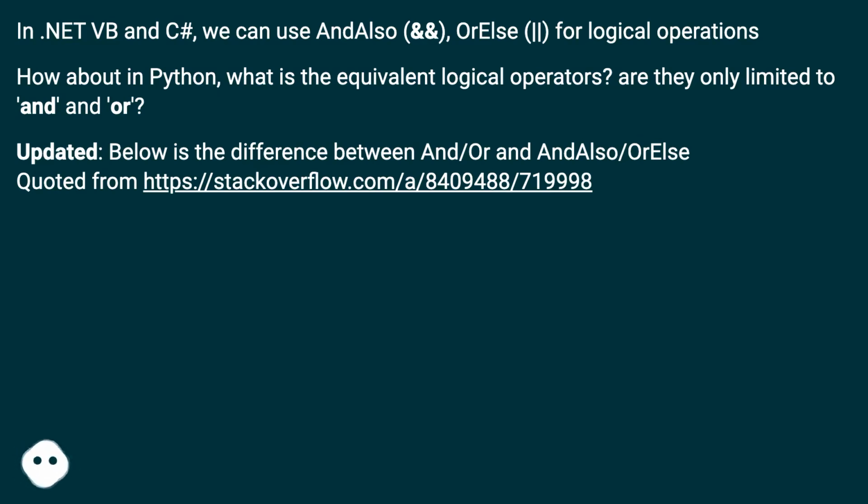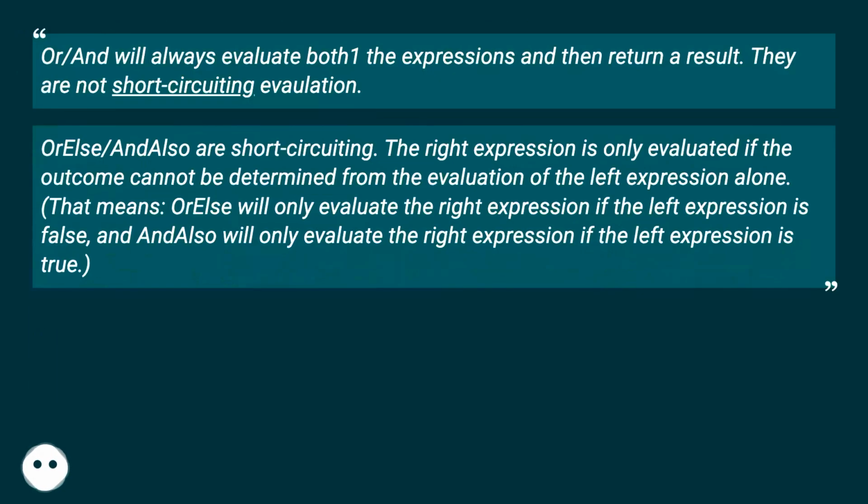Updated. Below is the difference between Or, And, and AndAlso, OrElse, quoted from this URL. Or and And will always evaluate both the expressions and then return a result. They are not short-circuiting evaluation. OrElse and AndAlso are short-circuiting. The right expression is only evaluated if the outcome cannot be determined from the evaluation of the left expression alone. That means OrElse will only evaluate the right expression if the left expression is false, and AndAlso will only evaluate the right expression if the left expression is true.